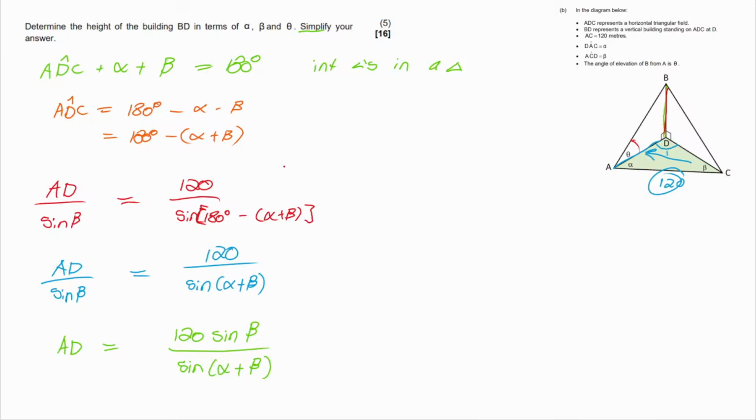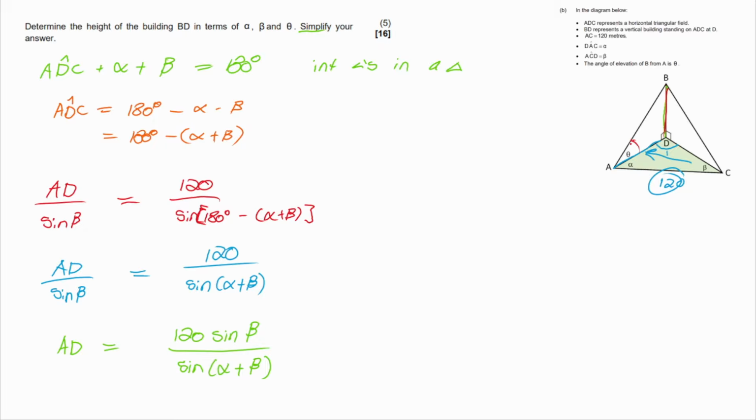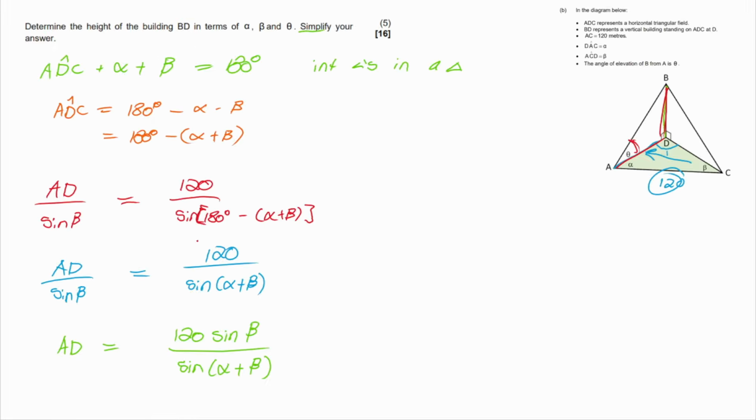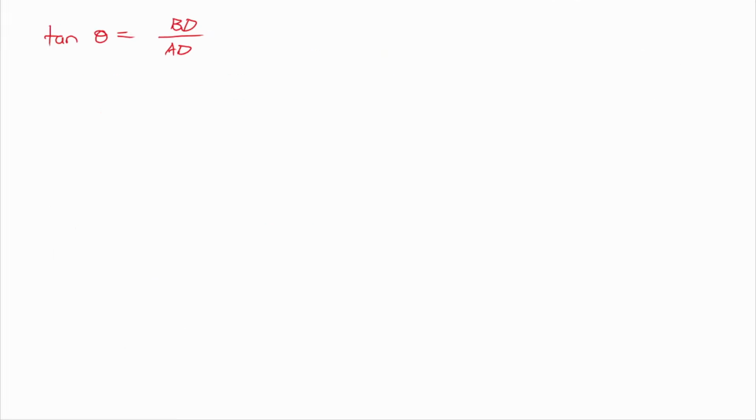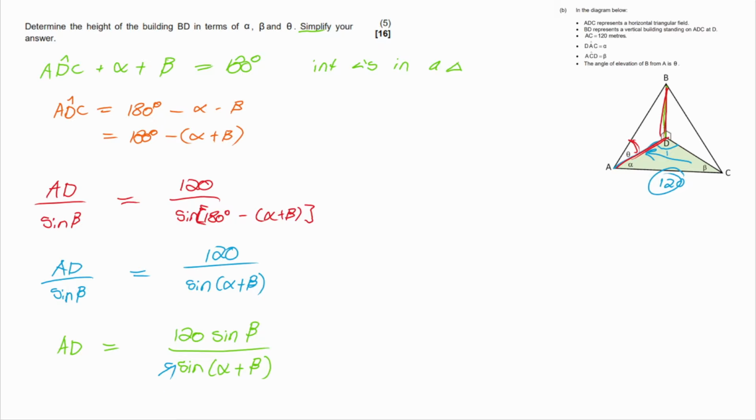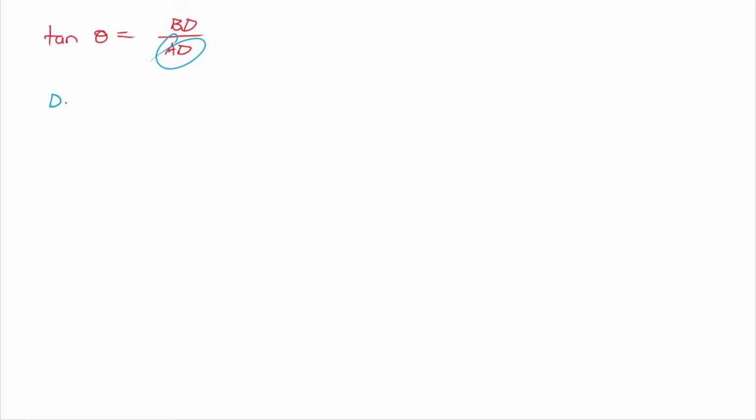Let's move to a new slide. Again, tan of this angle is my opposite over my adjacent. So I have tan theta is equal to my opposite, which is BD, over my adjacent, which is AD. I could fill in AD as this thing, but it'll be a bit messy. So first let me make BD the subject of the formula. I get that BD is equal to AD times tan theta. Now let me fill in AD.